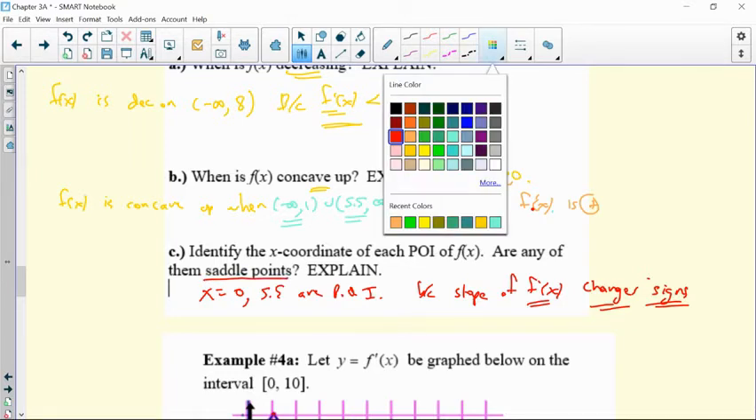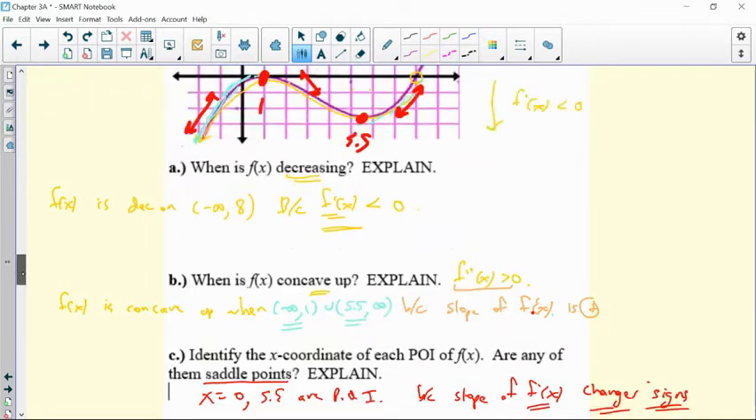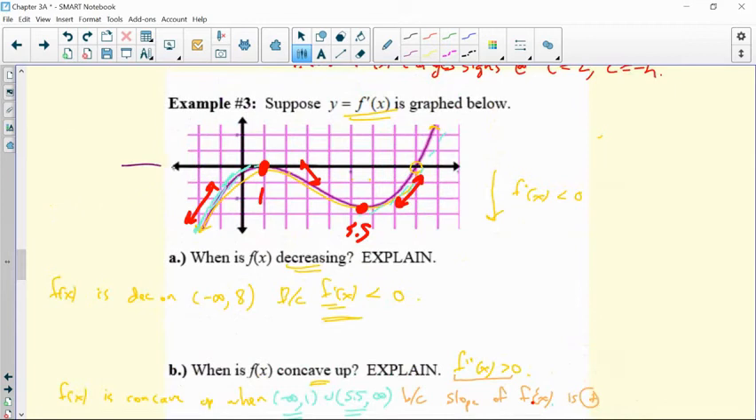A saddle point means that its first derivative is also 0. And how do you know when the first derivative is 0? It sits right along here. So the two zeros are 1 and, whatever that is, 6, 7, 8.